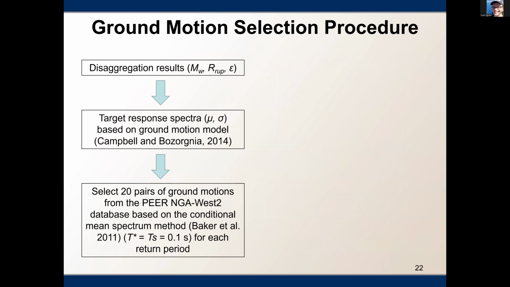Once we have the disaggregation results, we can define the target spectra based on any ground motion model. I used the Campbell and Bozorgnia 2014 ground motion model. And using this target spectra, I selected 20 pairs of ground motions from the PEER NGA-West2 database based on the conditional mean spectrum method, with the conditioning period equal to the soil column period. This is done for each return period.